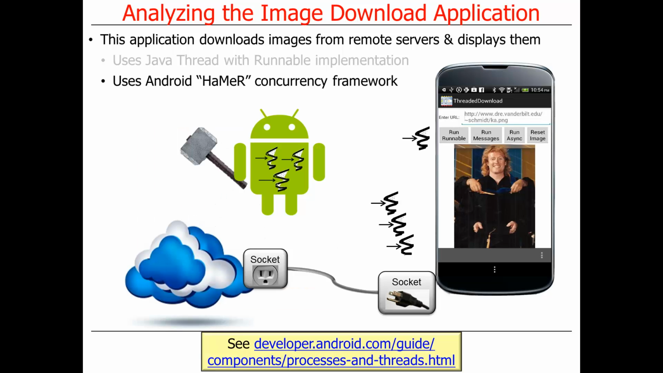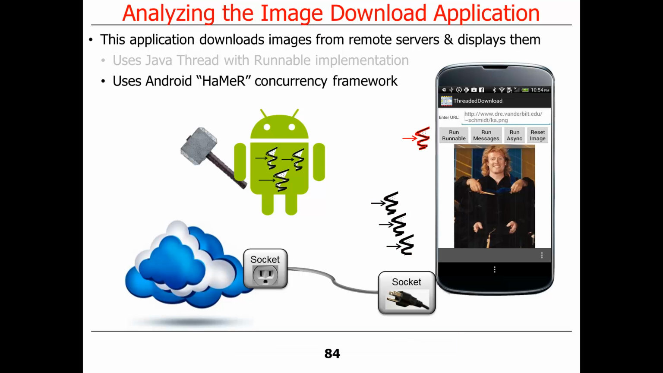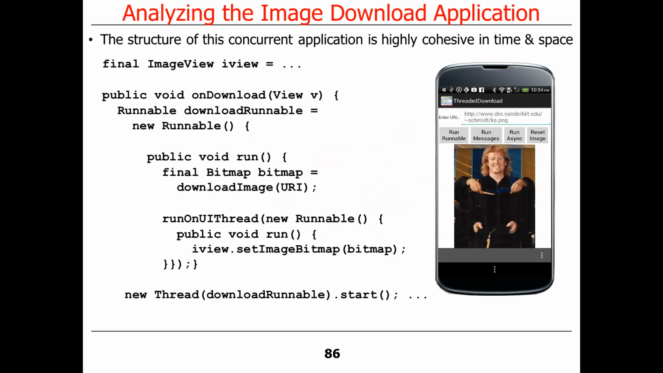We're also going to do something else. So the Java thread is going to be used to run something in the background. And then we're going to use the Android Hammer framework to get the result of the computation that's running concurrently in the background to download the image, and get it to display the image back in the user interface thread. And you can learn more about the Hammer framework here. What this will do is basically download the thing in the background and then give it back to the main thread for displaying. So let's take a look at the code.